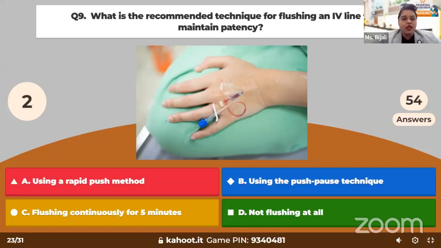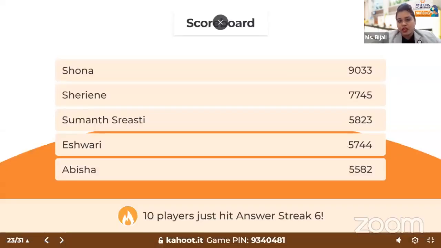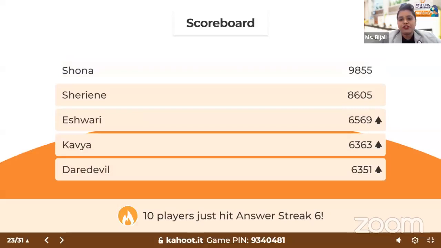So as fast as possible, keep it and do it. We only got the answer that is using the push pause technique. So that is the right answer. And next we can see on the scoreboard, again, Shona has reached. So claps for Shona, keep growing, and it's very good.